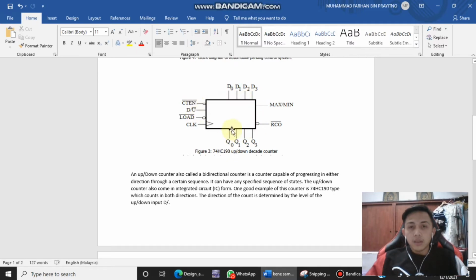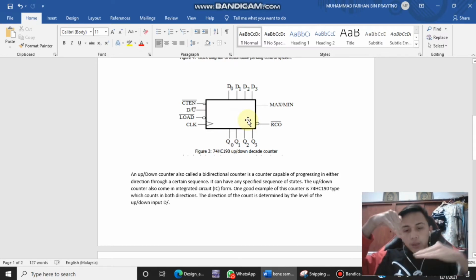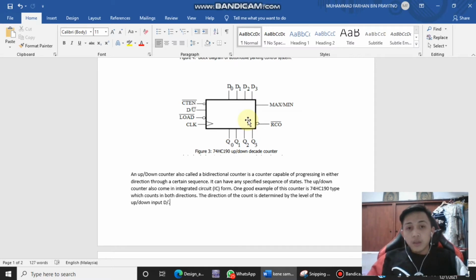Here, this is the output. This is the input. It can have any specific sequence of states. Up or down counters also come in an integrated circuit, IC. One good example of this counter is the type we use, which counts in both directions, with one input here and one input here, so it can count in both directions.